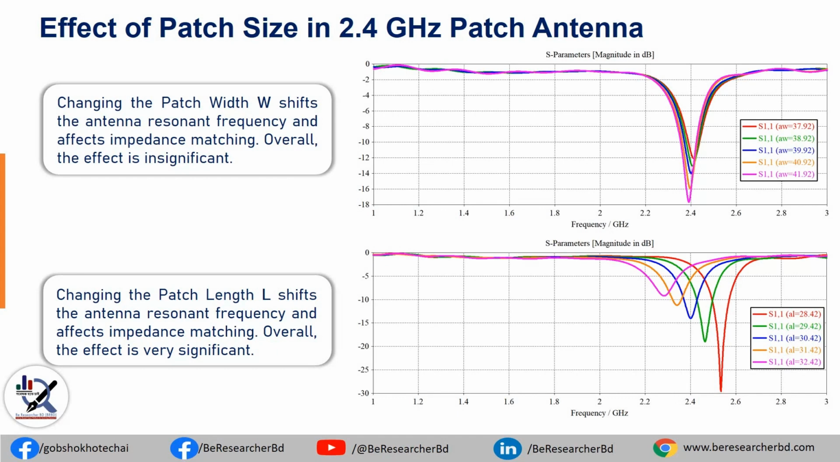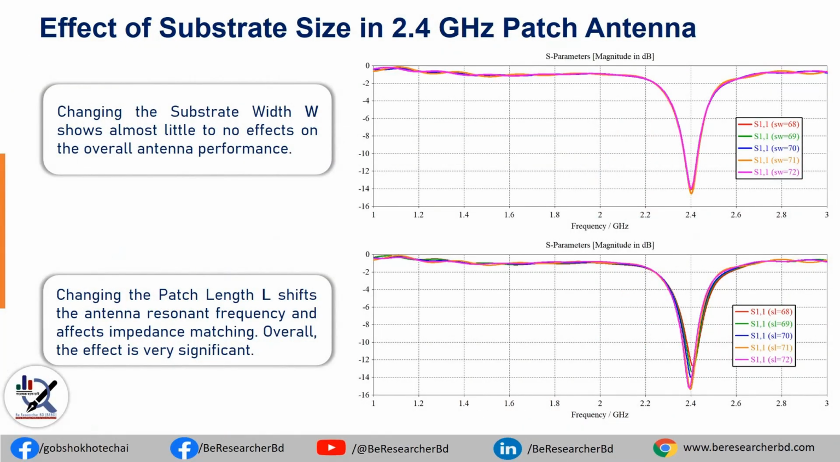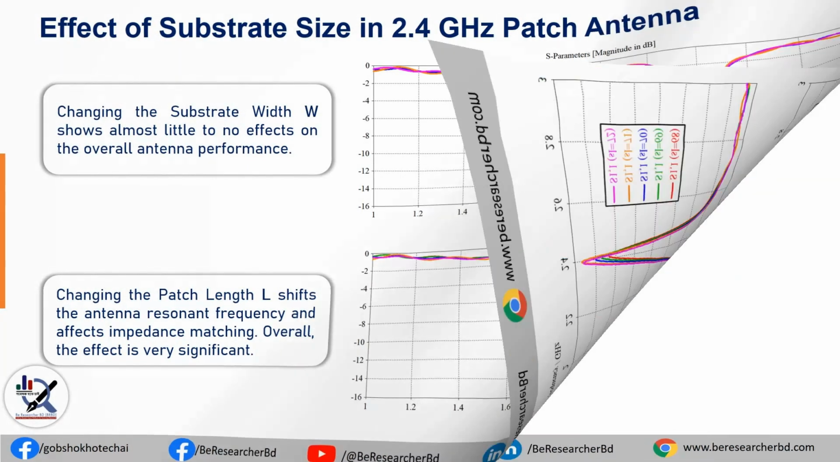We see a noteworthy change on antenna performance by changing the patch length. Changing the patch length L shifts the antenna resonant frequency and affects impedance matching. Overall, the effect is very significant. It's time to focus on the effects of substrate dimensions on the antenna performance. Changing the substrate width W shows almost little to no effects on the overall antenna performance. Changing the patch length L shifts the antenna resonant frequency and affects impedance matching. Overall, the effect is very significant.